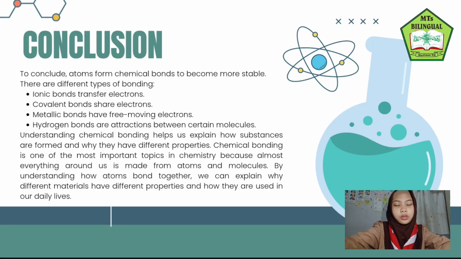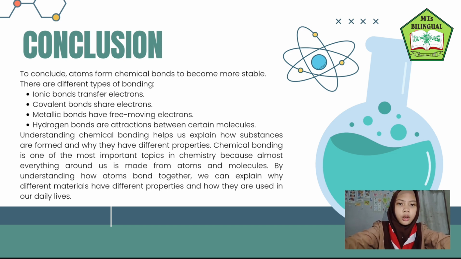Conclusion. To conclude, atoms form chemical bonds to become more stable. There are different types of bonding. Ionic bonds transfer electrons, covalent bonds share electrons, metallic bonds have free-moving electrons, and hydrogen bonds are attraction between certain molecules. Understanding chemical bonding helps us explain how substances are formed and why they have different properties.